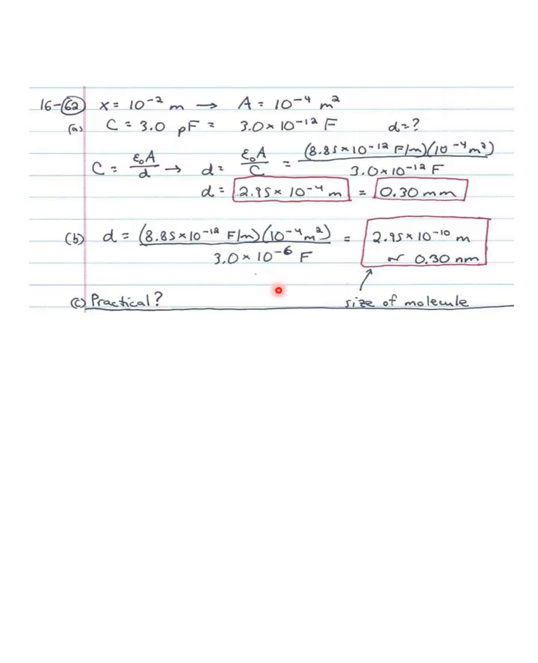For part B, we do the same, but in the denominator is 3 microfarads, 3 times 10 to the negative 6 farads, so we get 0.30 nanometers. Now, on this fraction of a nanometer level, we're getting to the size of a molecule. So the question is asking, are these practical? The one in part A is practical because you can have this small distance between them, 0.3 millimeters is reasonable. To have a distance of the size of a molecule is much less practical.